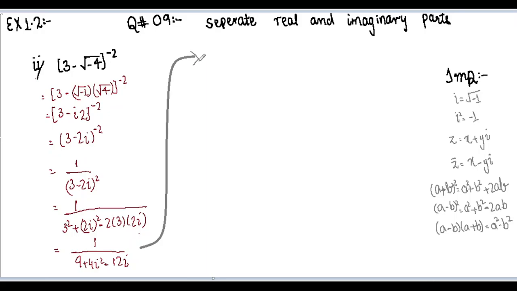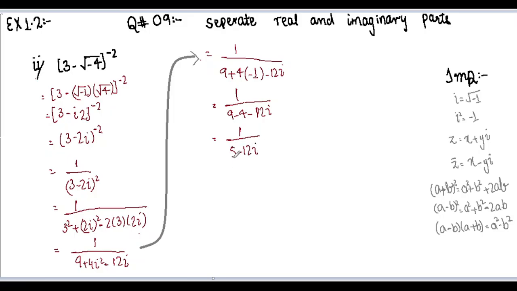So solving it further, we get 1 divided by 9 plus 4 into iota square. What is iota square equal to? It equals -1, so we write this value over here. Minus 12 iota is written as it is. Equals 1 divided by 9 minus 4 minus 12 iota, which is 1 divided by 5 minus 12 iota.